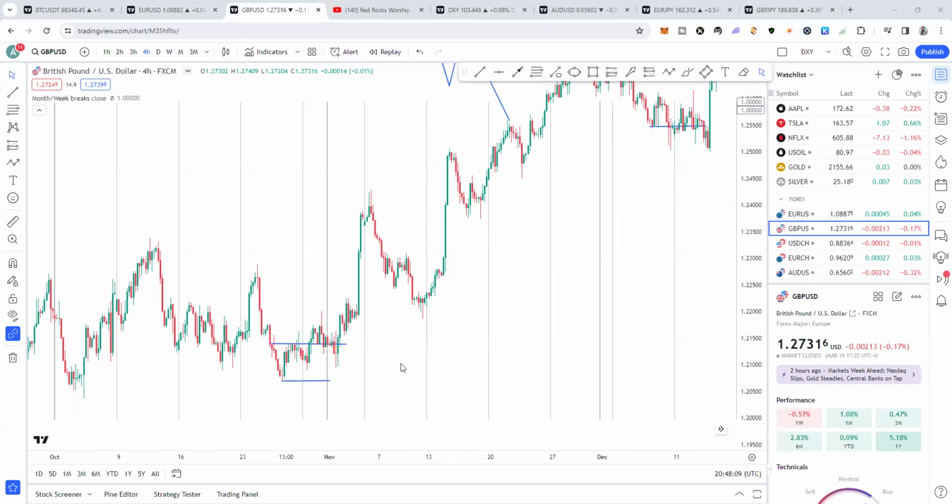Where can we see the pairs? I don't understand. Okay, the pairs. You can always see it on this side, if you click on this side.